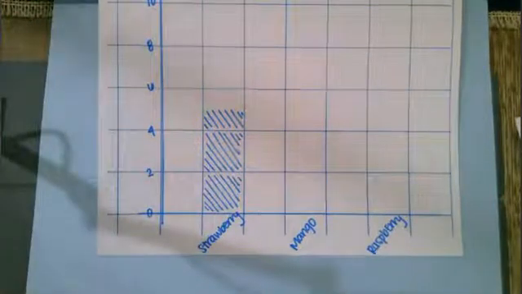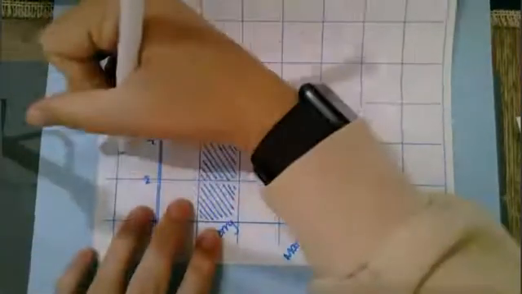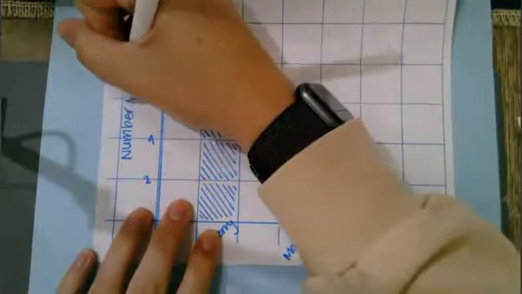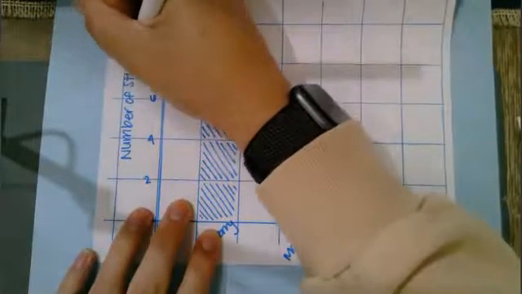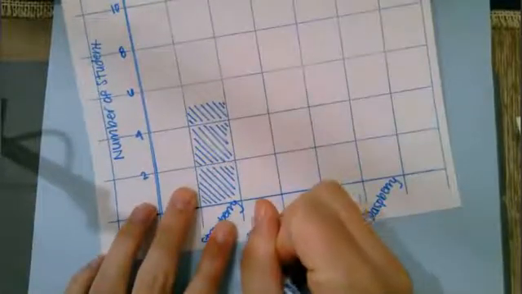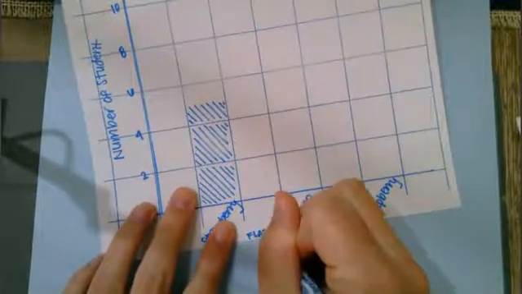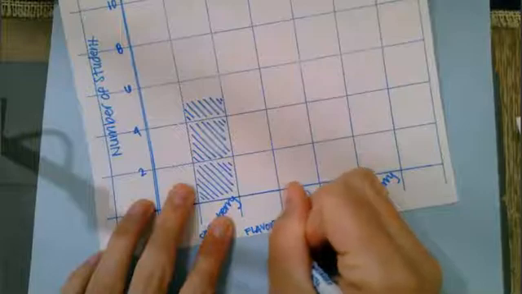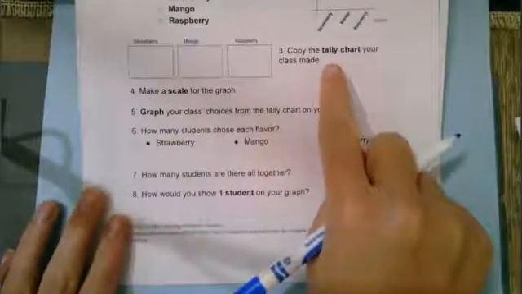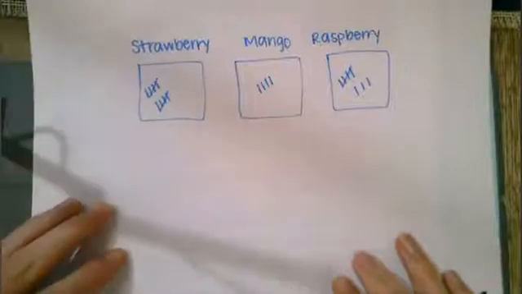Then it says make labels. You need to label number of students, right here. And then flavors down here. Finally, it says to copy the tally chart that our class made. And here is that tally chart.